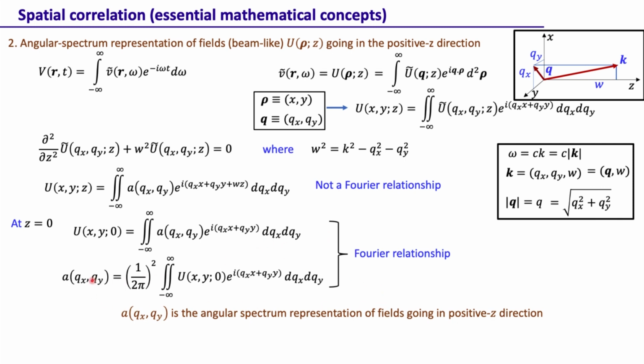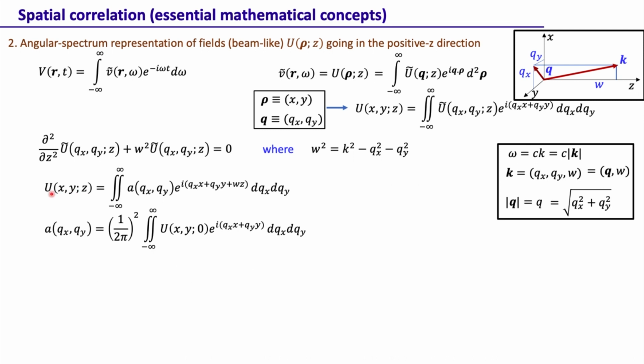And this angular spectrum forms a Fourier relationship with this u of x, y. Of course, this A of qx, qy does not depend on z. In fact, knowing A of qx, qy, one can calculate u of x, y, z at any z. That means once we know A of qx, qy, we can substitute its value in there and then calculate u at x, y, z.